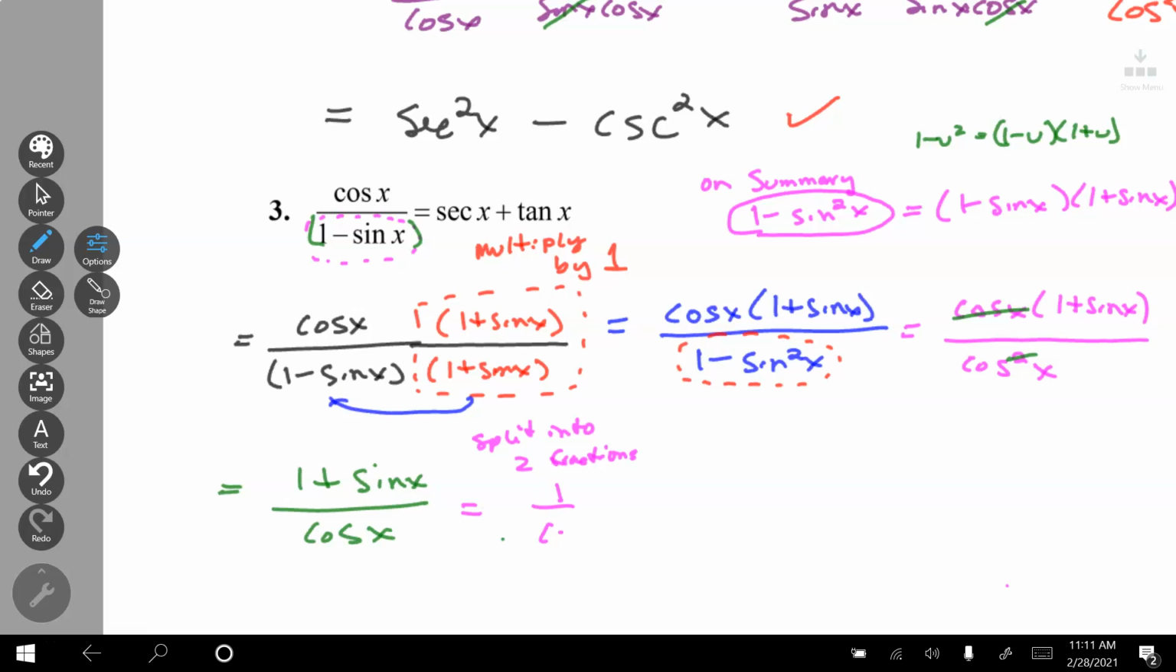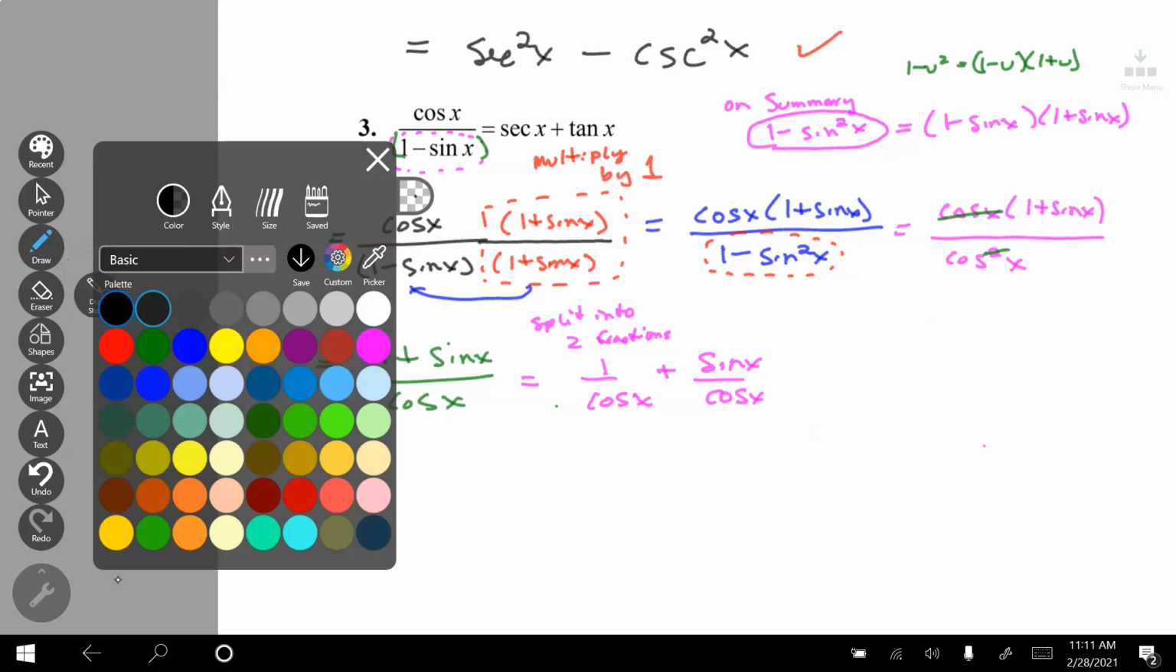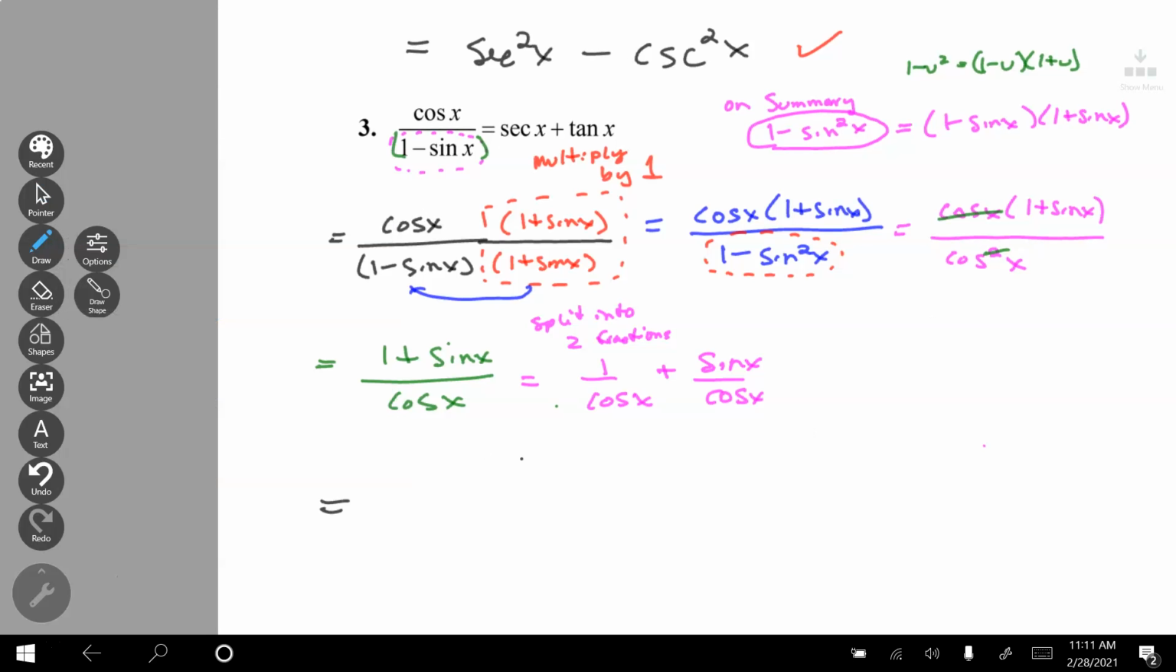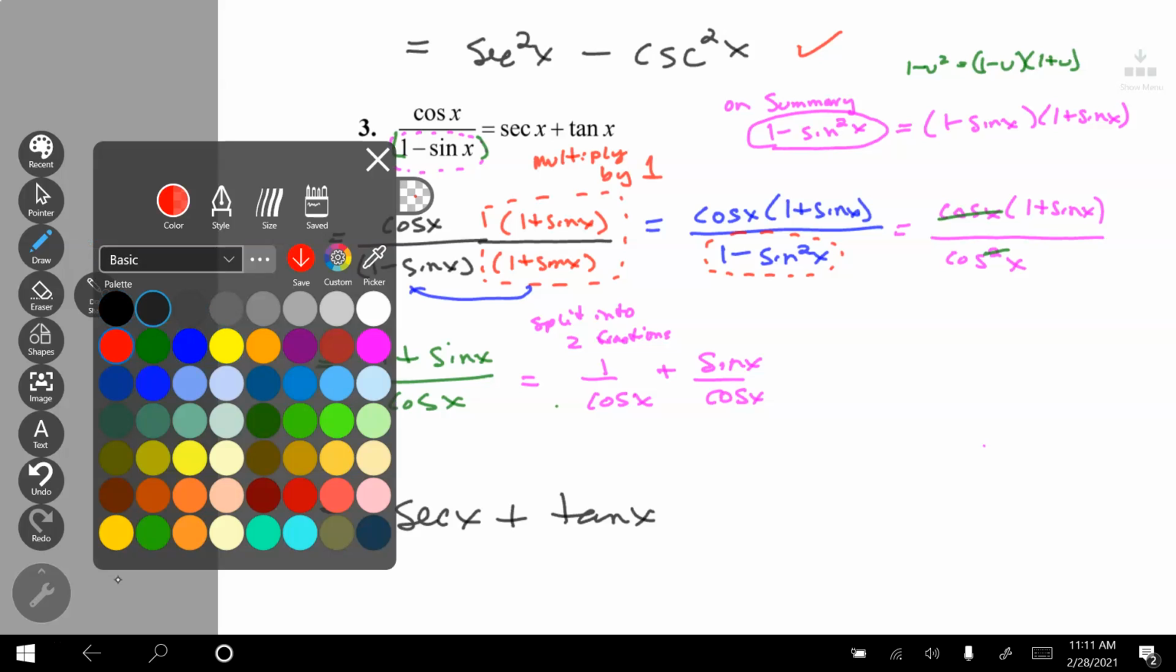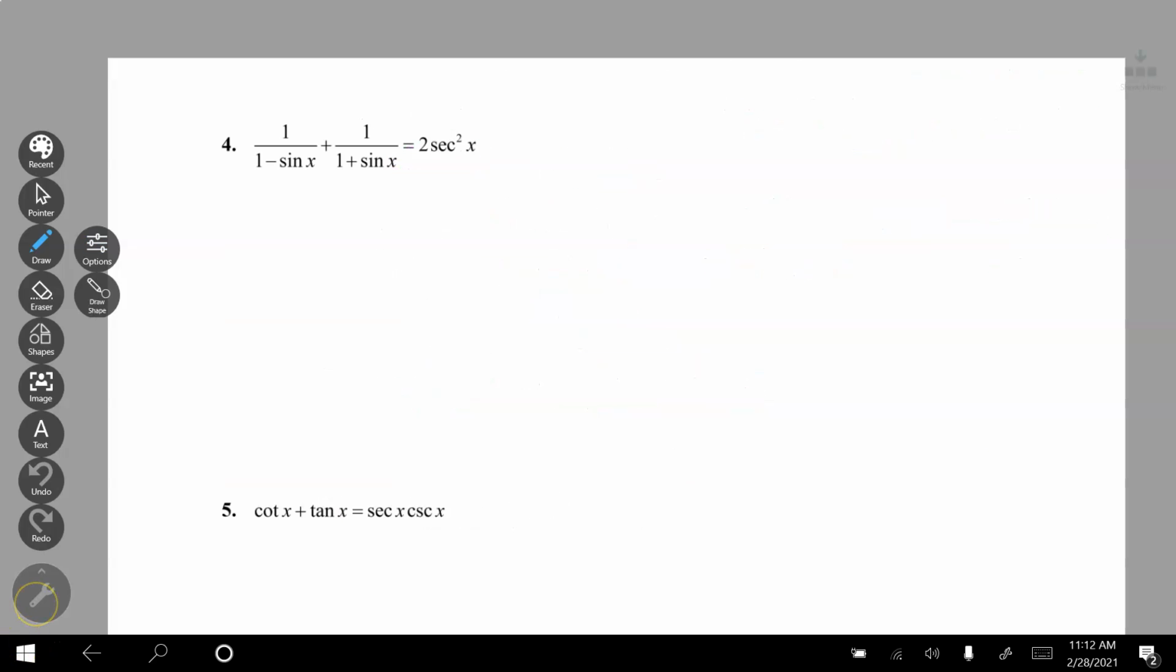I get 1 over cosine of x plus sine of x over cosine of x. And if I'm really careful, I see that at the end 1 over cosine is secant of x, and sine over cosine is tangent of x, and I get exactly what I wanted on the right side of the problem. So I've gone through 3 problems, and you say, well, how do I know how to do a lot of this stuff?